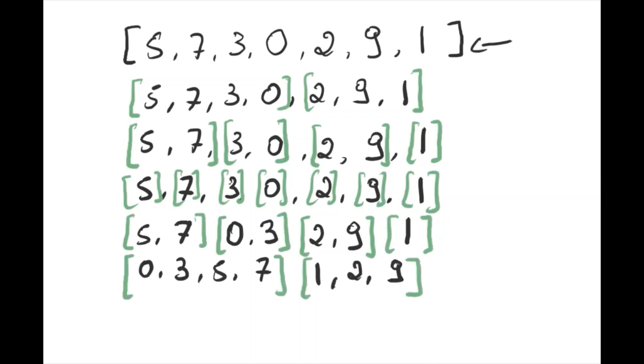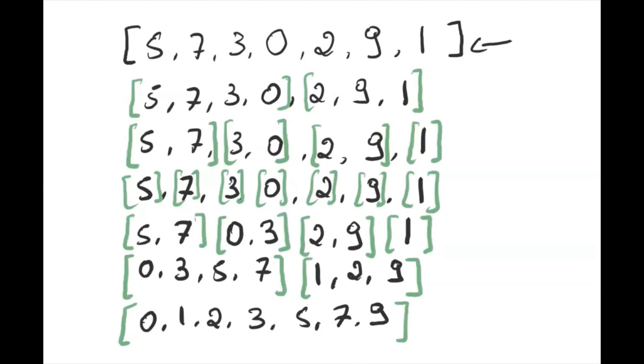Next, the first two lists containing 5 and 7 and 0 and 3 will be merged into a bigger list that is now sorted, containing 0, 3, 5, and 7. And the two lists at the end will also be merged into a bigger sorted list. And at the end, the two lists will be merged into a bigger list that is also sorted. So this is a high-level view on how merge sort works. And it doesn't look so complicated. Actually, the code is a bit less straightforward.